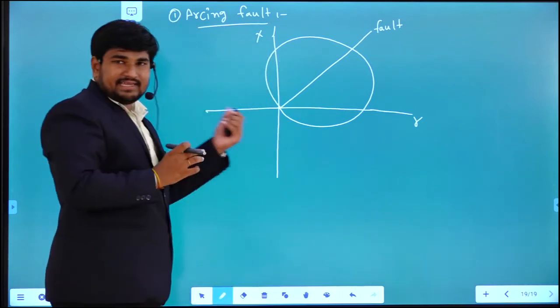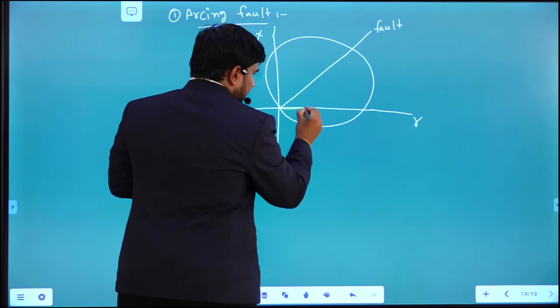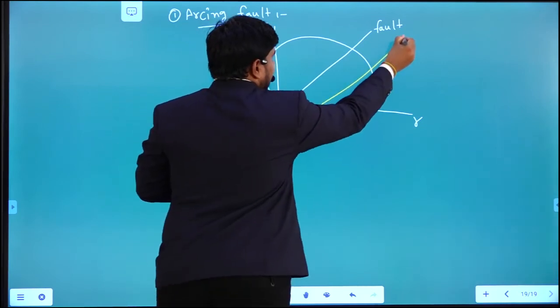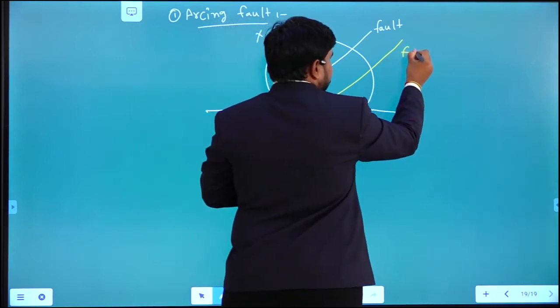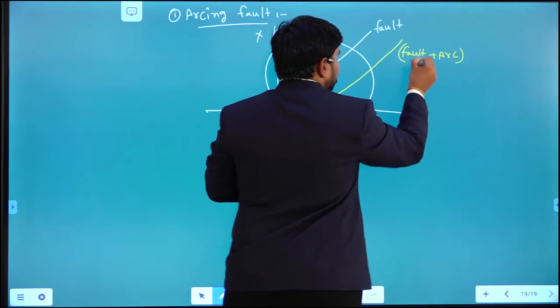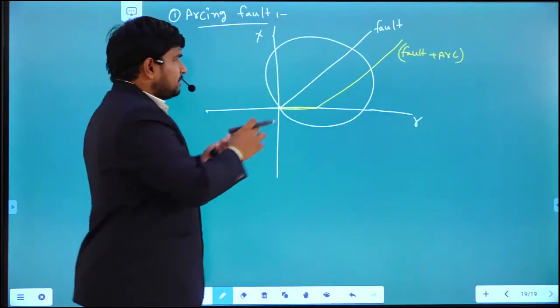Now, because of the arcing condition, some resistance will be added up, and the fault characteristics will be modified like this. This is fault plus arc. Now let us observe these cases.